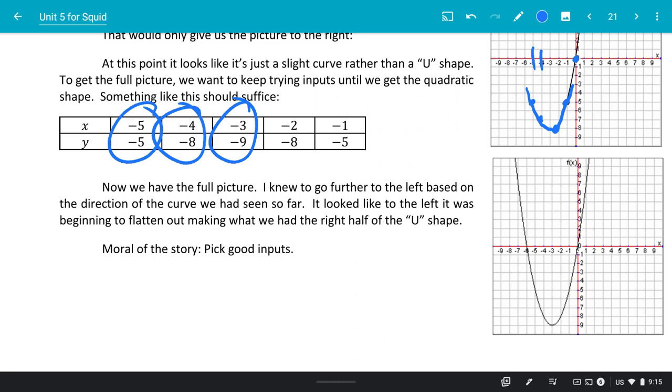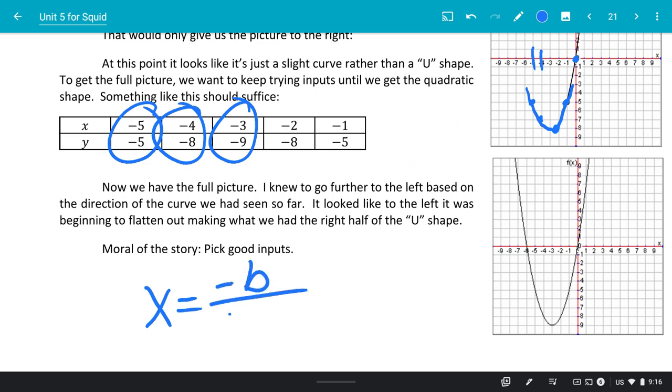I knew to go further to the left based on the direction of the curve that we had seen so far. It looked like to the left it was beginning to flatten out, making what we had the right half of the U shape. Moral of the story? Pick good inputs. How do you know where to start if it's in vertex form? How do you know what are going to be good inputs from this formula?